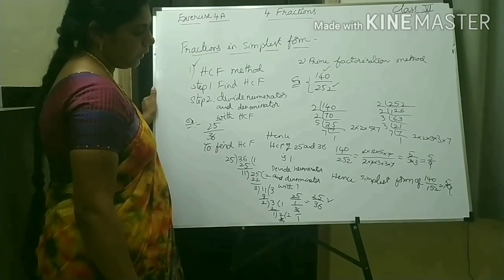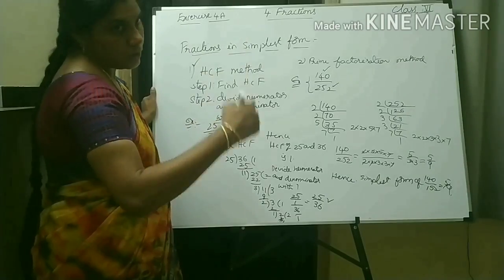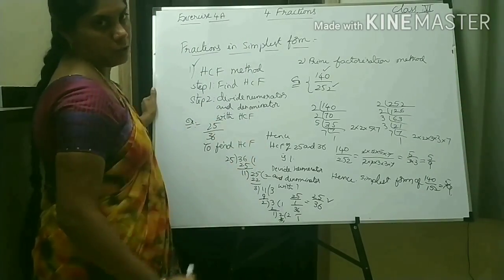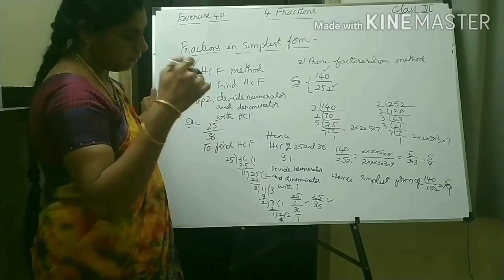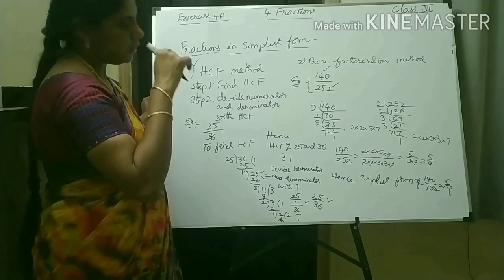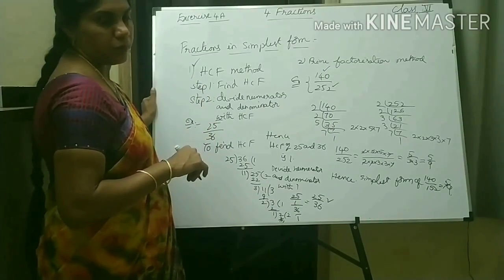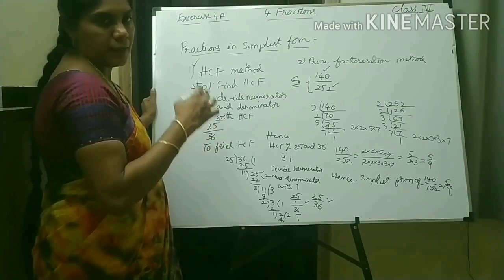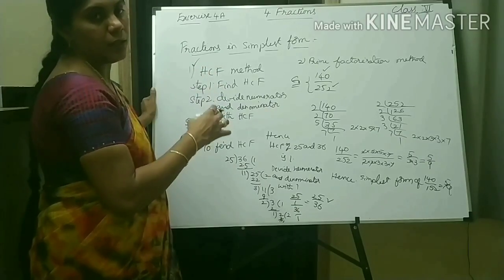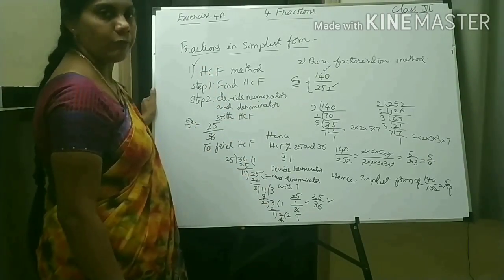In the table of 5 you get 25, but you are not getting 36. If you observe the table of 6, you get 36 but not 25. So there is no common factor for this fraction; only 1 is the common factor. Understood? Like that you have to convert into simplest form. First find the HCF. After that, divide the numerator and denominator of the given fraction by that HCF. You will get the simplest form of the given fraction.